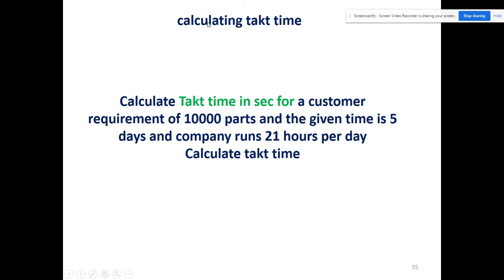So you can do this activity now. Take up the book that you have. Calculate the takt time in seconds for a customer requirement of 10,000 parts, and the given time is 5 days, 5 working days, and the company runs 21 hours per day, and calculate the cycle time. You can take, as in the above example, 3 shifts, and per shift it is 7 hours. It is a standard time.